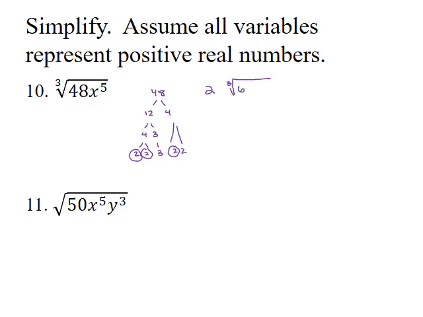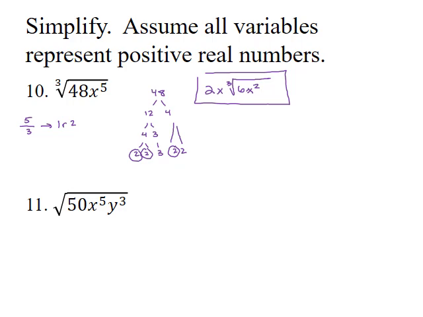As far as the x goes, here's the problem. 5 divided by 3, so you take the power of x, divide it by 3. That is not a nice number. Instead, 3 goes into 5 one time with a remainder of 2. The number of times that it does go in is how many you can bring out. So I can bring out 1x, and then the remainder is the power that's left on the inside. So that would be x squared. So this is 2x times the cube root of 6x squared.